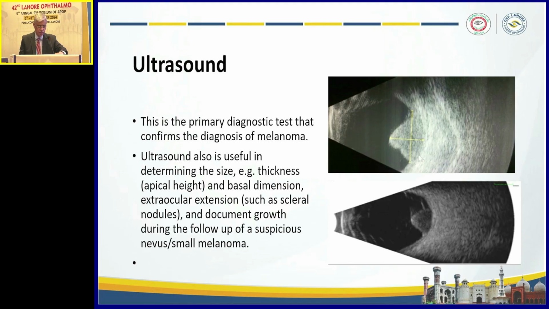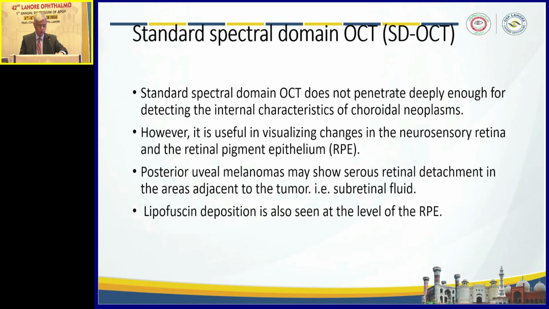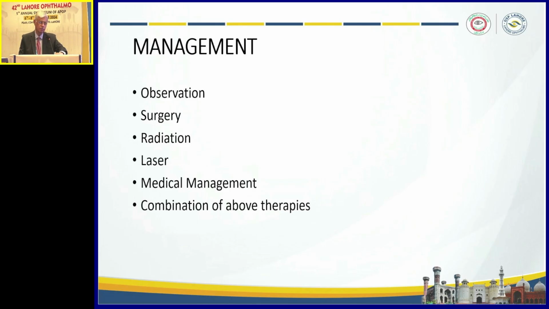Ultrasound is primarily the diagnostic test that confirms the diagnosis of melanoma, and it is also useful in determining the size, thickness, apical height and base dimension, extraocular extension, and documenting growth during the follow-up of a suspicious nevus or small melanoma. OCT does have a role, but standard OCT doesn't penetrate deeply enough for detecting the internal characteristics of choroidal neoplasm. Now, management. There are different management regimes mentioned in the literature, in books.